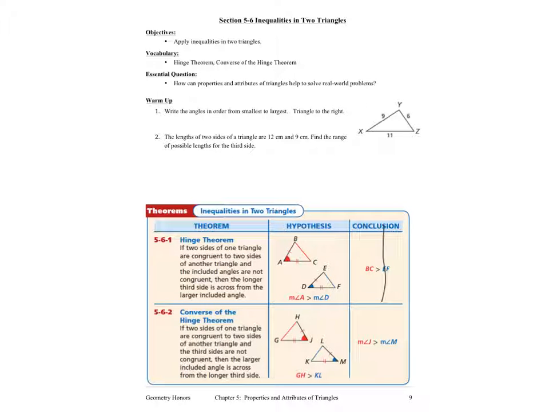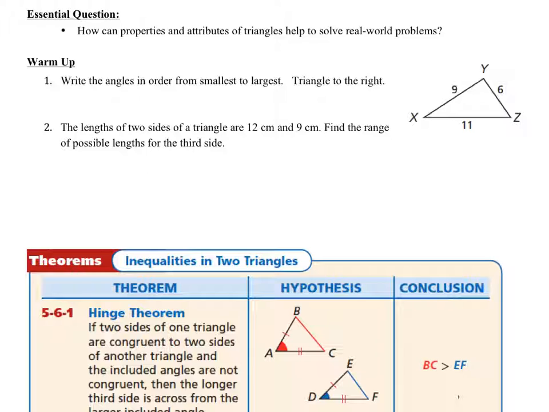This is 5-6, inequalities in two triangles. Okay, write the angles in order from smallest to largest from the triangle on the right. So smallest to largest. The smallest side is 6, so the smallest angle would be angle X. The middle number is 9, so angle Z is across from that, and then angle Y.